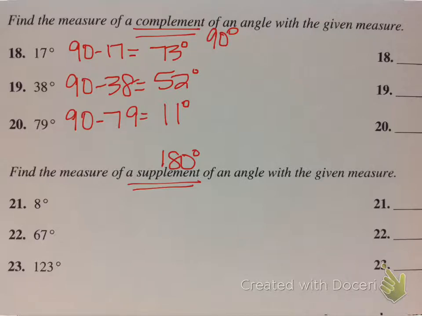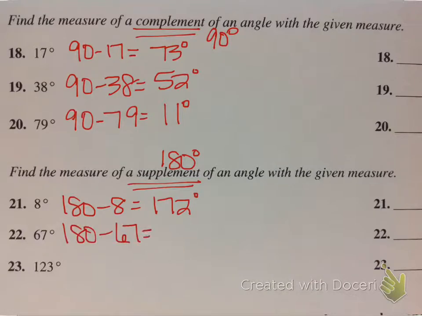Now if we switch gears and look at supplementary, so instead of totaling 90, they total 180. So we would have to do 180 minus 8, which would be 172. We'd have to do 180 minus 67, which would be 113. And we would have to do 180 minus 123, which would get us 57 degrees. So those would be supplementary angles to the original angles.